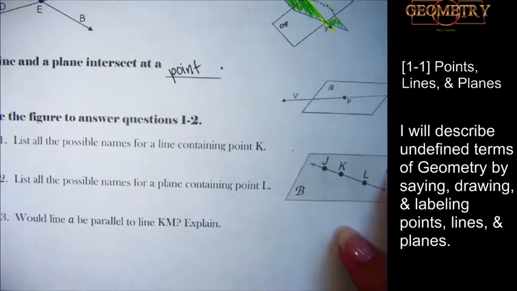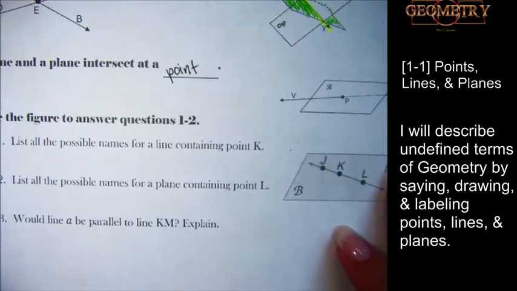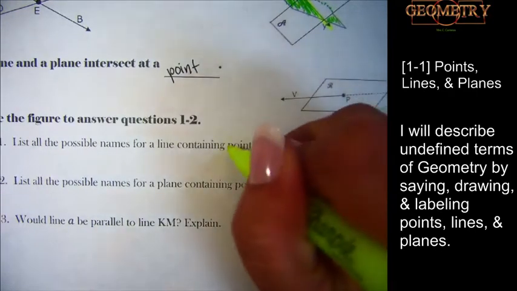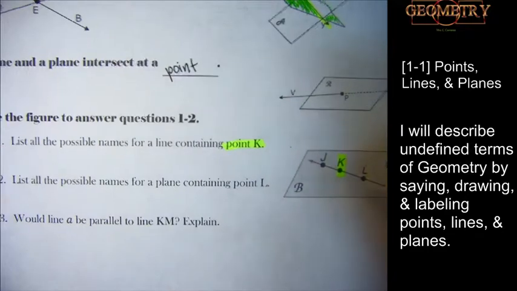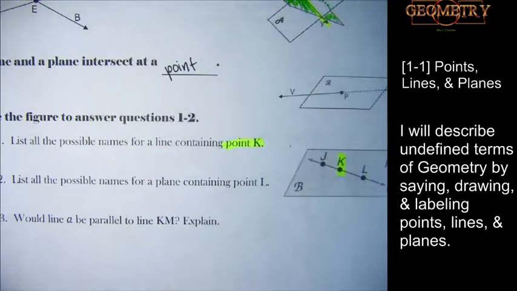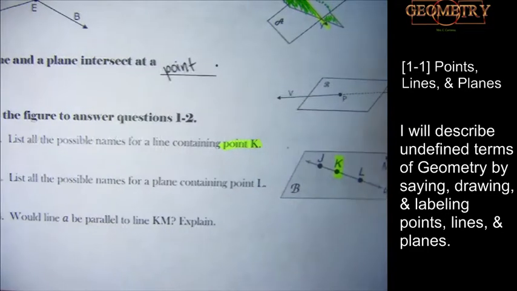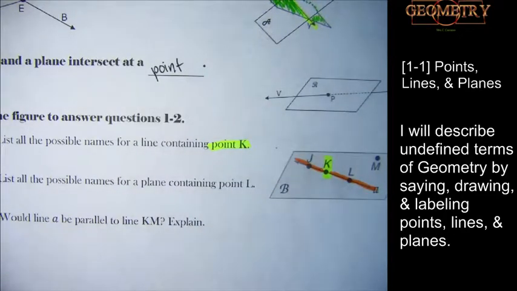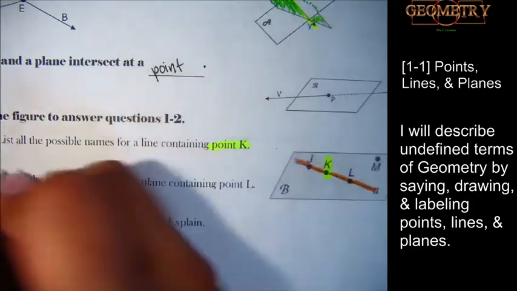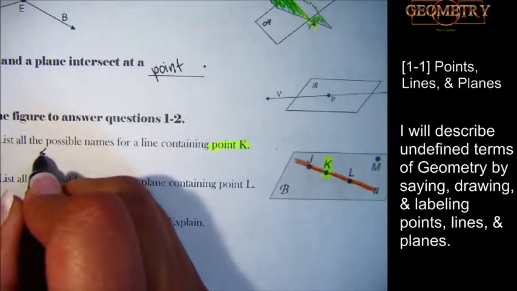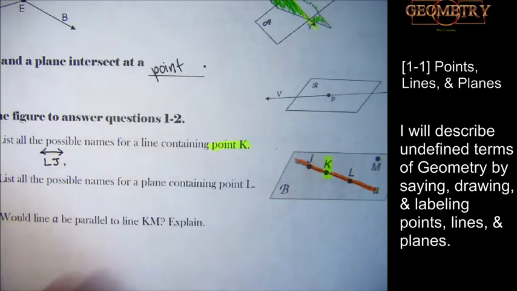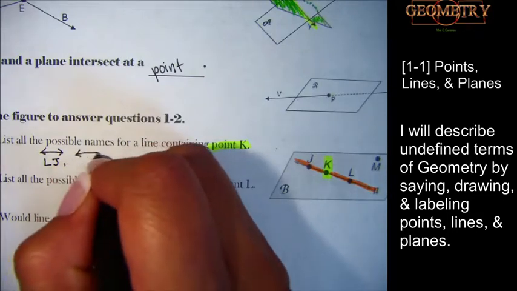List all the possible names for the line that contains point K. Okay, so we have to find point K. Here's point K. What's the line that point K is sitting on? LJ. LJ is one word, so we're going to say line LJ. And we can write that with our symbol, line, and then a capital L and a capital J. Very good. What's another way to name that line? JL. Line JL.